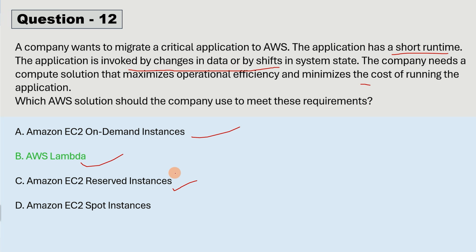But this is not the case here, right? And now, Spot Instances. You may be aware, Spot Instances may terminate anytime whenever the bid that you have put is not able to meet the current price. So it is not correct because the application is critical, and if the instance gets terminated, your application will stop. So that is the concern. So Option B, AWS Lambda, is the correct one.